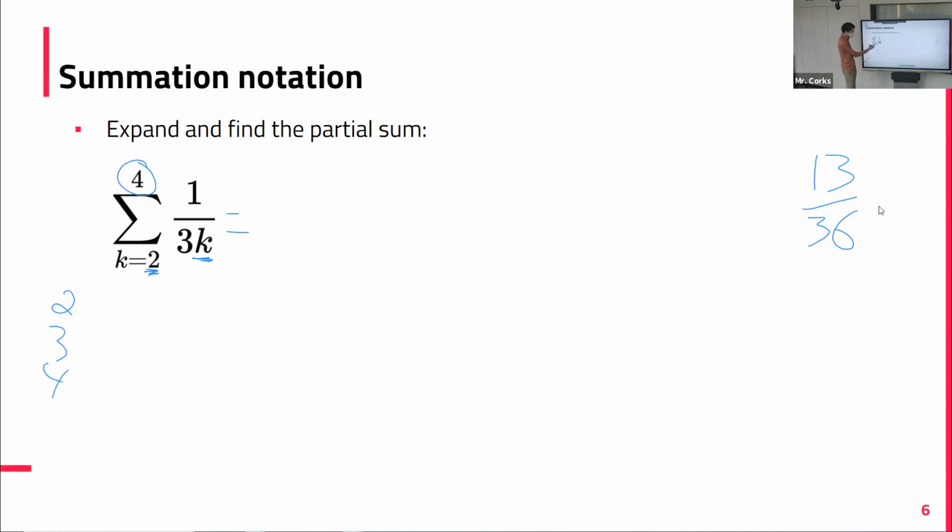Yes, usually we start at 1, but we don't need to. So make sure you read that number carefully. What is the first term here? 1/6. So 1/3 times k when k is equal to 2. 1/3 times 2, 1/6. What's the next term? 1/9. And our last one, 1/12. That's it, just those 3 terms.